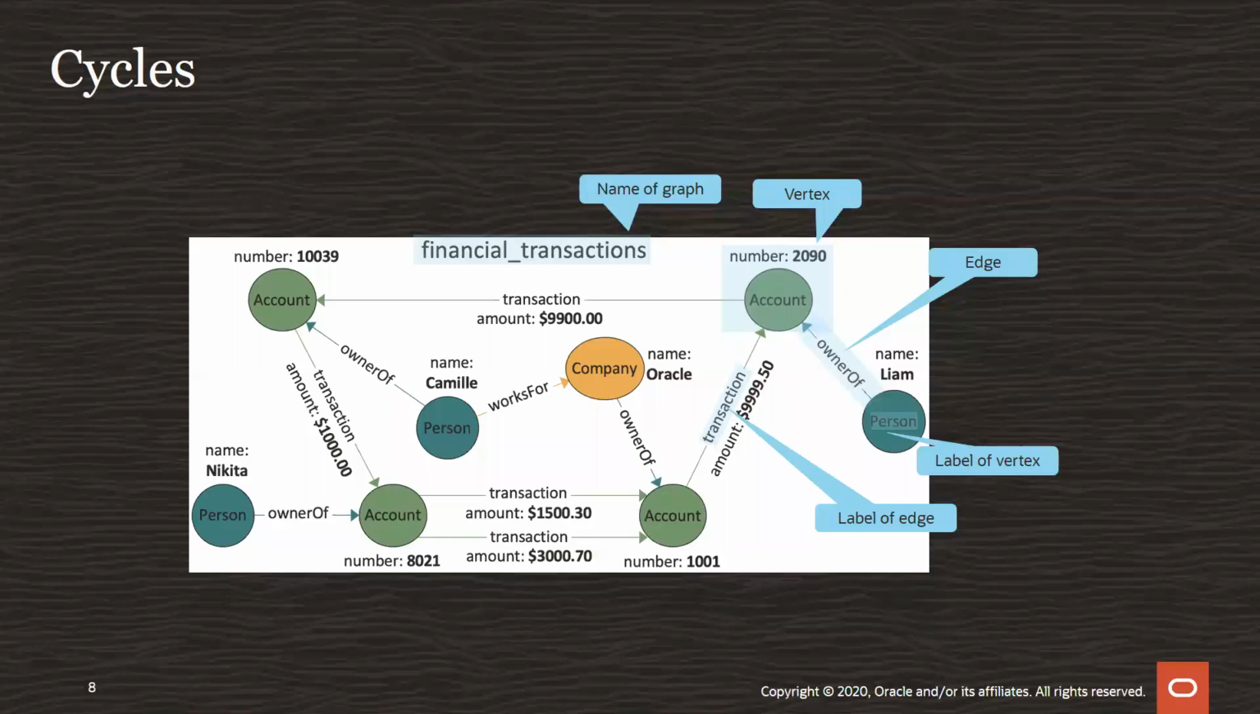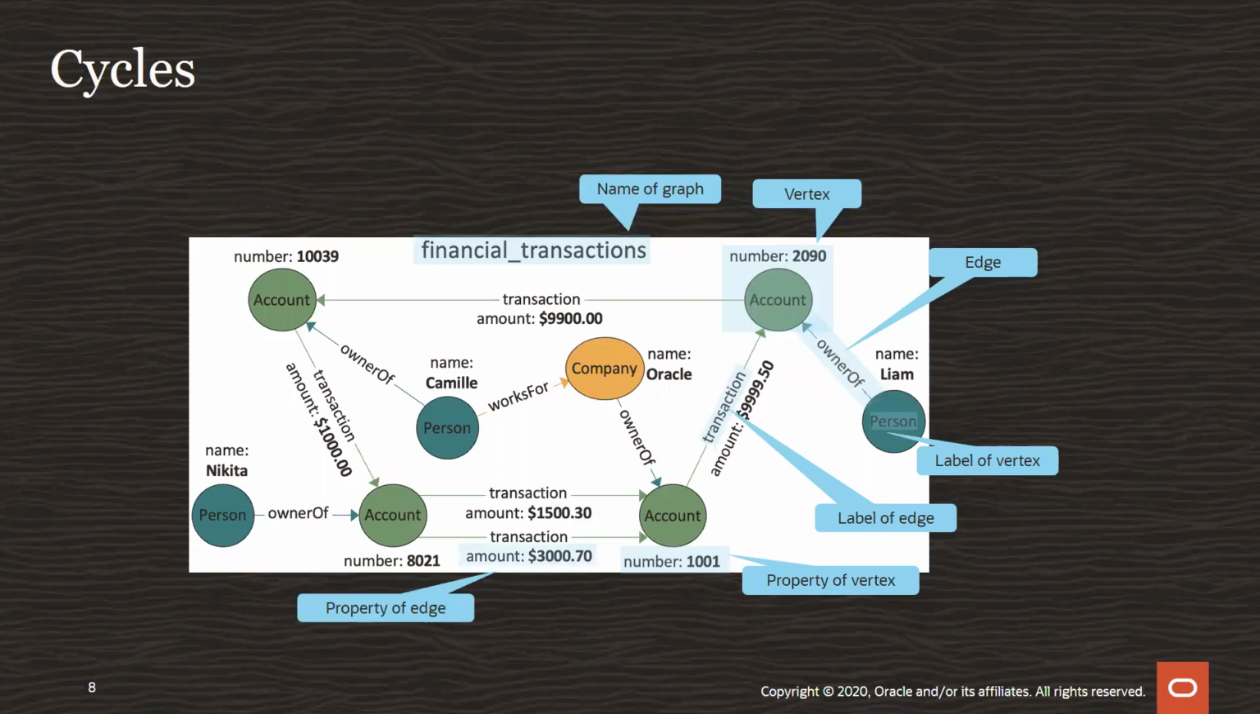Then we have the property of the edge. So owner is one of the edges, and then he's making a transaction to a different account. So transaction becomes the property of the edge, or it becomes the label of the edge. And then we have the property of the vertex as well, which is basically the account number. So account ID is the vertex, and the account number is the property of that particular account. And then we have the property of the edge as well. So if I'm transferring money to a different account, the transaction that got transferred from one account to another becomes the property of that particular edge.